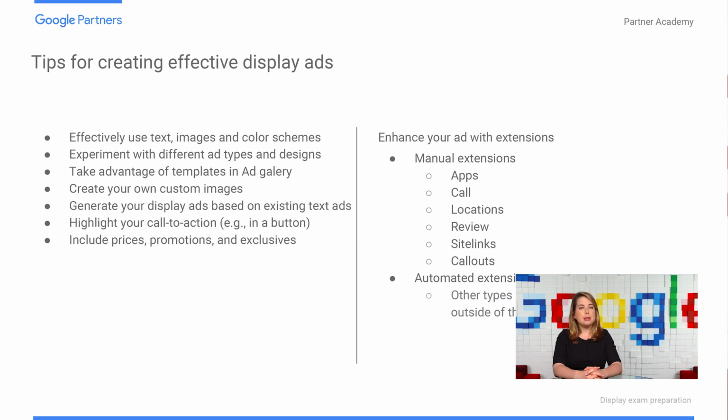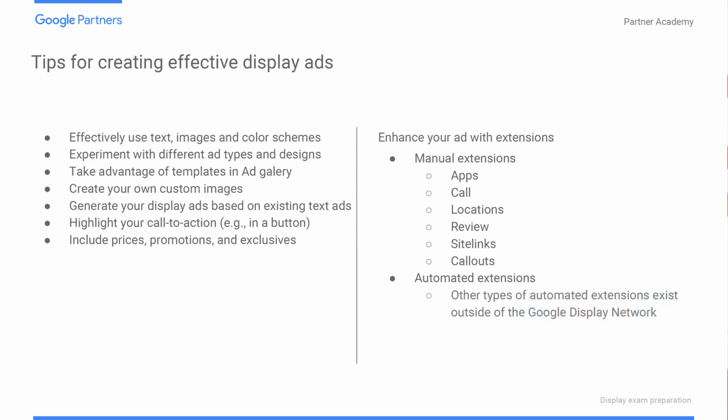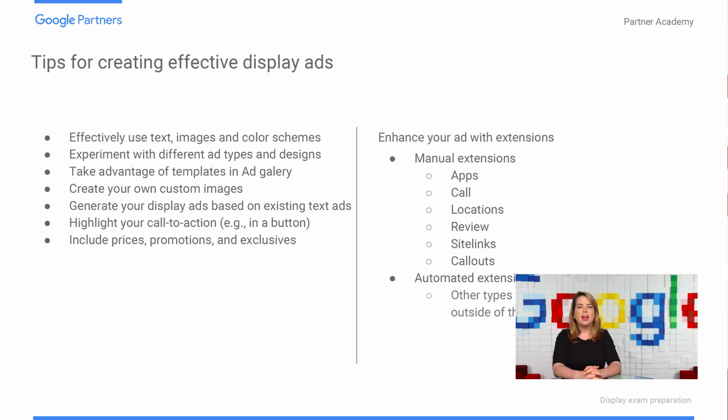Generate your display ads based on existing text ads for campaign and message continuity. And highlight your call to action. Include prices, promotions, and exclusives. Enhance your ad with ad extensions. Display ads can include extensions, extras like phone number, location, or a link to a specific page on your website. Extensions tend to improve ad visibility and can help improve your click-through rate.